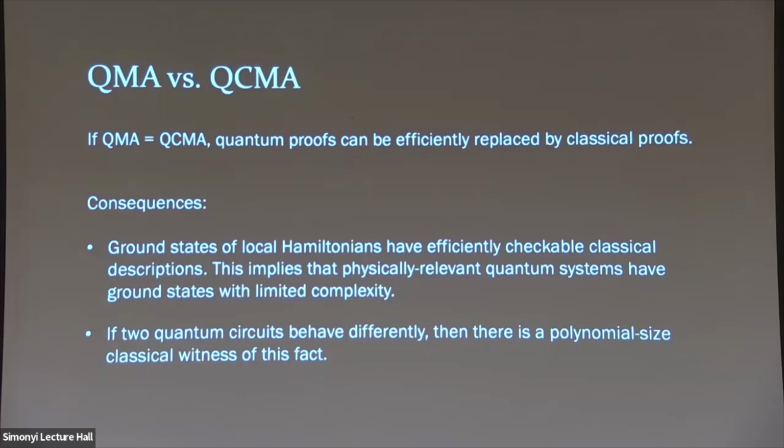Like, the types of entanglement structures that you would see in them couldn't be arbitrarily complicated, right? They would be something that's checkable using only some short classical witness. Or, going back to this circuit equivalence problem, suppose you had two quantum circuits that behave differently, then somehow there would be a polynomial sized classical witness of this fact. I think people would find that surprising.